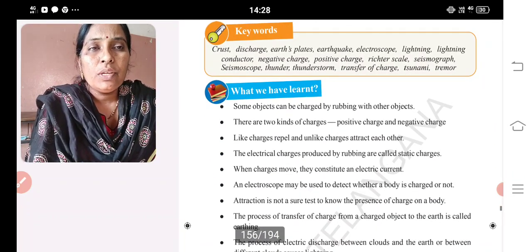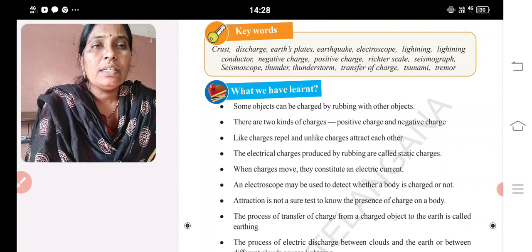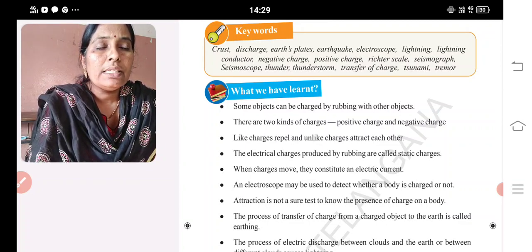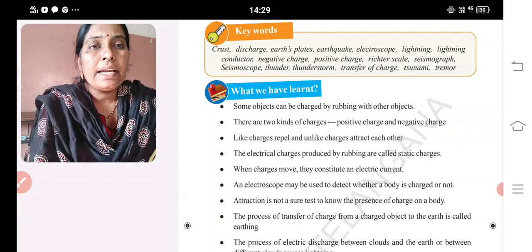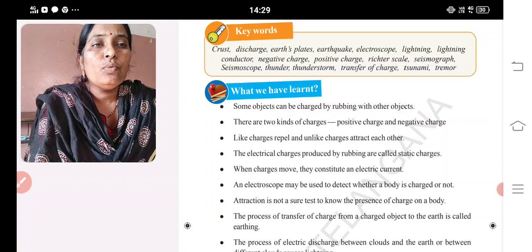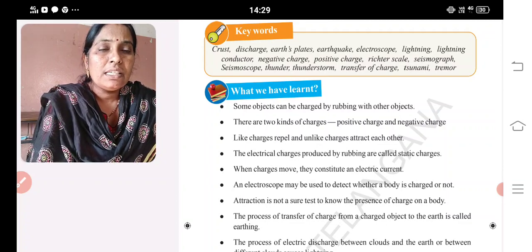Some objects can be charged by rubbing with other objects. There are two kinds of charges, positive charge and negative charge. Like charges repel and unlike charges attract. The electric charges produced by rubbing are called static charges. When charges move, they constitute electric current. An electroscope may be used to detect whether a body is charged or not.